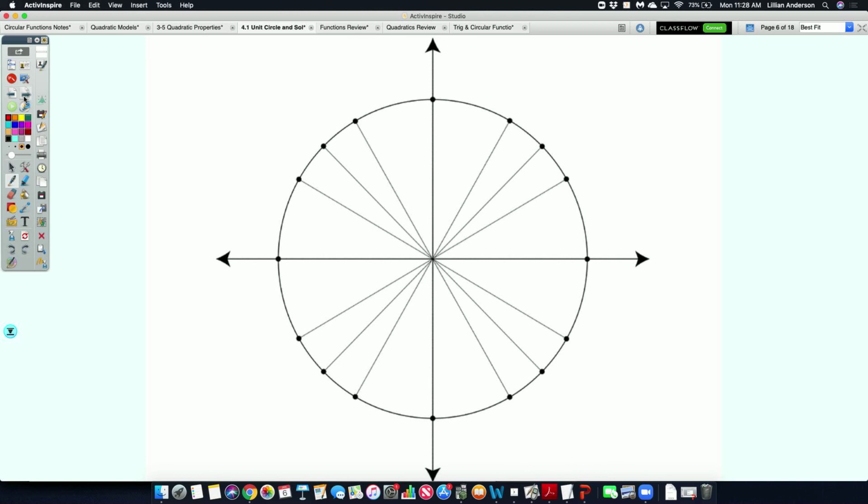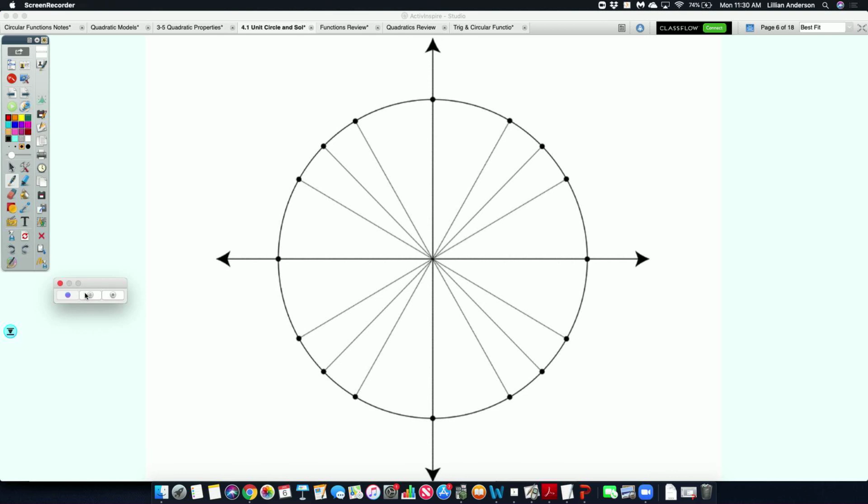On your paper, draw a circle. If you are halfway through, you might just go ahead and flip on the back. On the back, draw a nice big circle. Draw an X and a Y axis. And in each one of the quadrants, you should have 3 dots. The lines are optional. They really are optional.